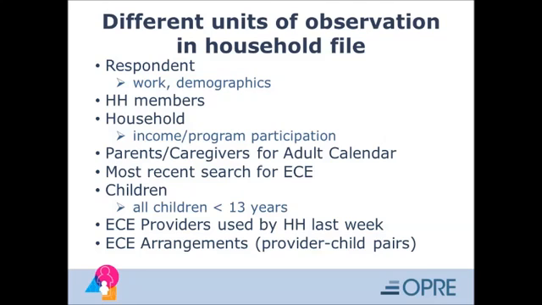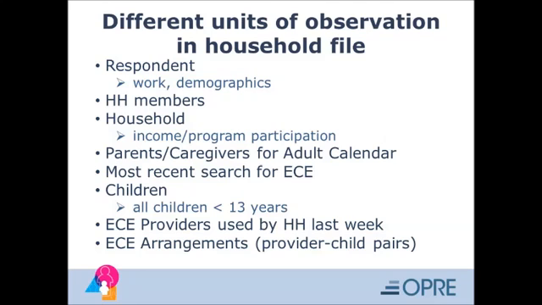And so, for example, we have a unit of observation, a set of data about the respondent, who, as we said, was generally the mother, but could have been another adult in the household. So the respondent's work schedule, demographics, things like that are available. There are data about other household members, both adults and children. There are household level data, and so analyses can be done at the level of the household, for example, income and program participation data. There are both parents and caregivers in the adult calendar.